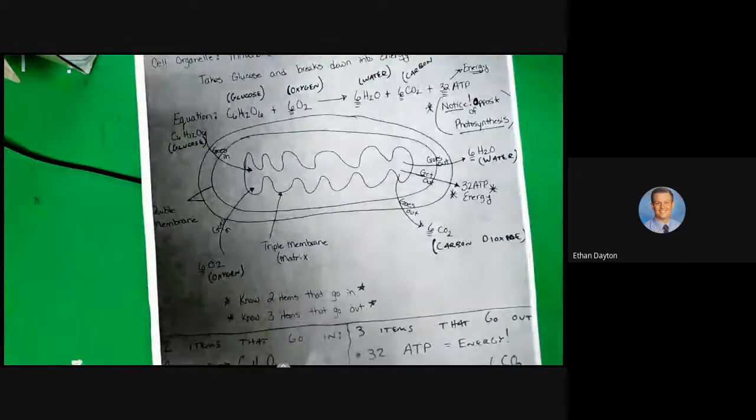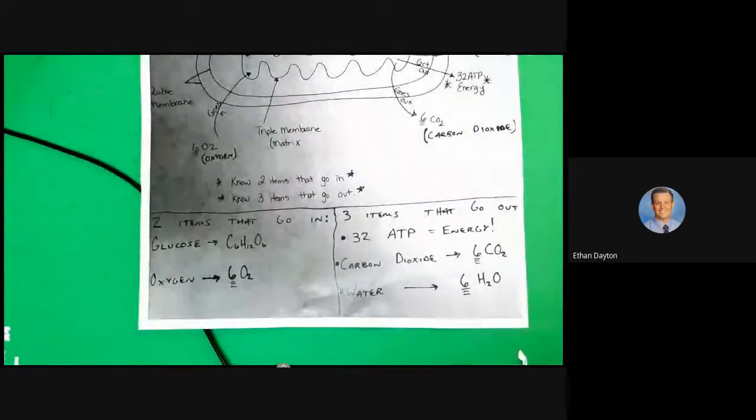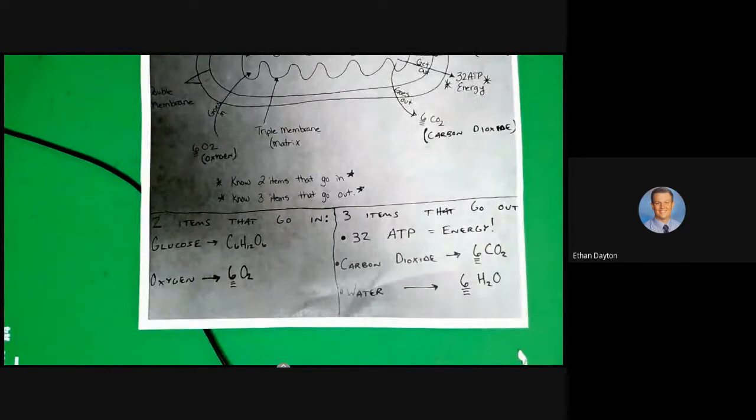So here's my picture. Down here on the bottom it says 2 items that go in and 3 items that go out. The 2 items that go in are glucose and oxygen. The 3 items that go out are 32 ATP, which is energy, then carbon dioxide and water. Now that's at its most efficient. Given 1 molecule of glucose, the most ATP could be like 38-ish. It doesn't always break down that well. Okay, 32 ATP is what you need to know.